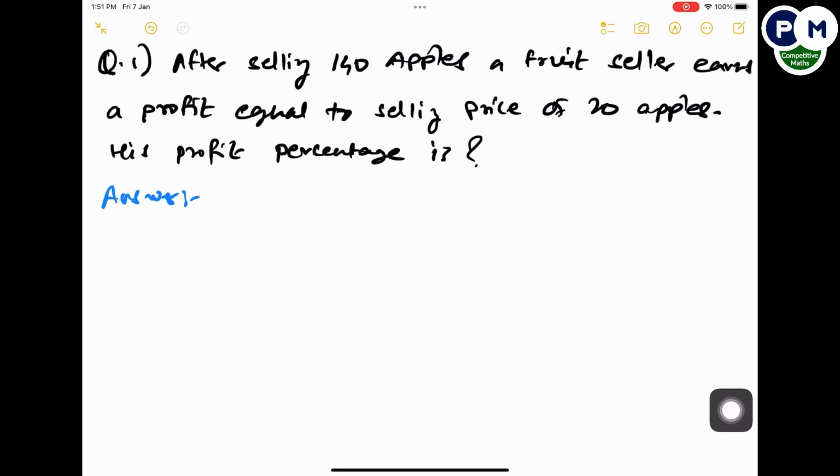Here is the next problem statement. After selling 140 apples, a fruit seller earns a profit equal to selling price of 20 apples. His profit percentage is? Here is an answer with explanation.